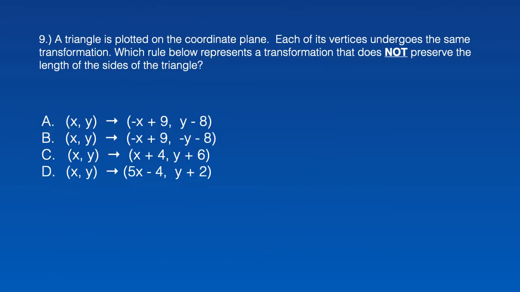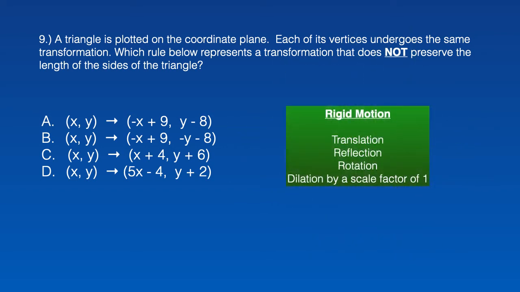All right, question number 9. A triangle is plotted on the coordinate plane. Each of its vertices undergoes the same transformation. Which rule below represents a transformation that does not preserve the length of the sides of the triangle? So again, this is another similar question to the last 2 or 3. You got to remember what rigid motion is. So this question we can answer very quickly.